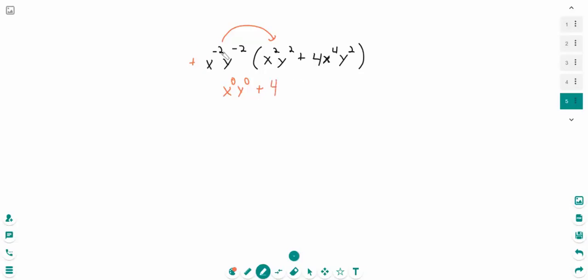Then we have an x to the negative 2, which is going to combine with this x to the 4. And again, I'm now distributing through to the second expression here. X to the negative 2 times the x to the positive 4, that's going to give me x squared. Y to the negative 2 times y to the 2, well, that's going to be a y to the 0, right? Now I can go through and just simplify this. This is equivalent to a 1 times a 1, plus a 4 times an x squared times a 1, right?